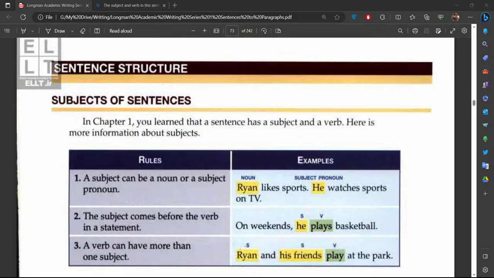Hello everyone. Today we are beginning our new session, session 3.2, the chapter third, and the session second of the chapter third of the book 1.